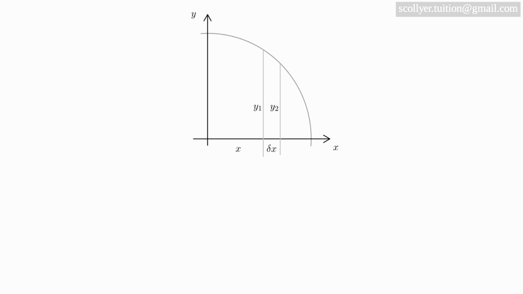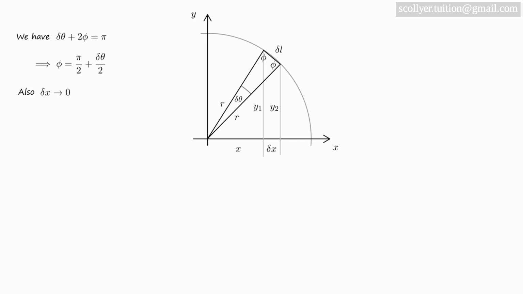So here is a picture of the strip of the spherical cap, and here is delta L, and we consider this triangle where delta L subtends delta theta at the centre. Now this is an isosceles triangle, and we call the two angles at the base phi. So we have that delta theta plus 2 phi equals pi, so that phi equals pi by 2 minus delta theta over 2. And as delta x tends to 0, so does delta L and so does delta theta. And so phi tends to pi by 2 as delta x tends to 0, as we can see by considering this equation.